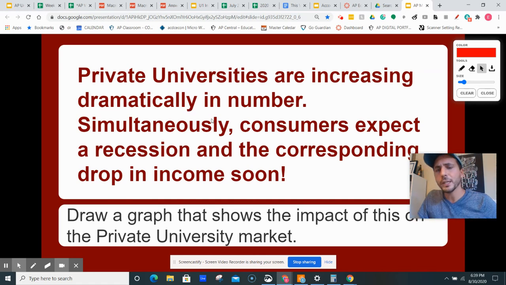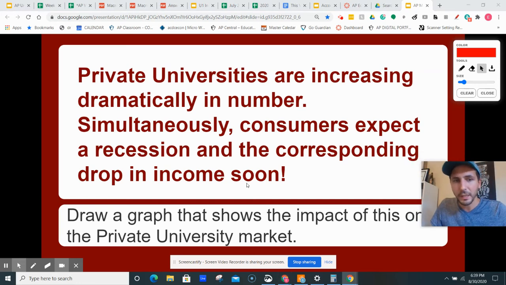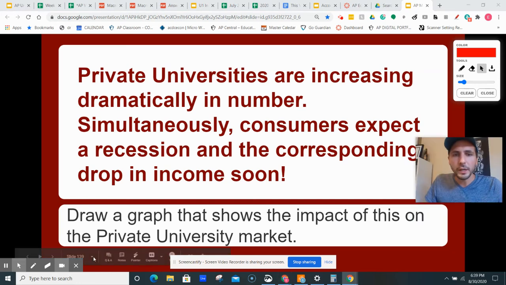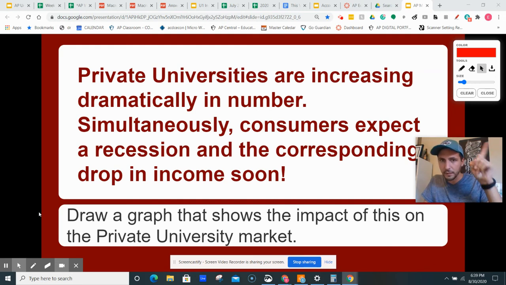Private universities are increasing dramatically in number. Simultaneously, consumers expect a recession and the corresponding drop in income soon. Draw a graph that shows the impact of this on the private university market. Okay, lots more universities, and then think, bringing in some demand here. Consumers expect a recession and are expecting a drop in their income. What's going to happen? Let's try this out.